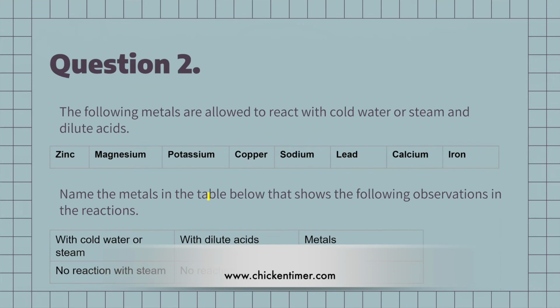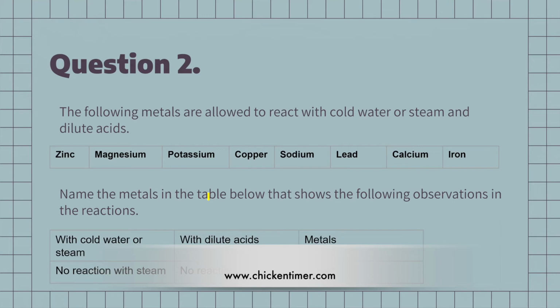Okay. So here, first question. We have a number of names down here, and then you are going to identify the name of the metal, the identity of the metal, based on the observations you see with cold water or steam and with acid. Number one metal, no reaction with steam and no reaction with acid. What can it be? No reaction with steam, no reaction with acid.